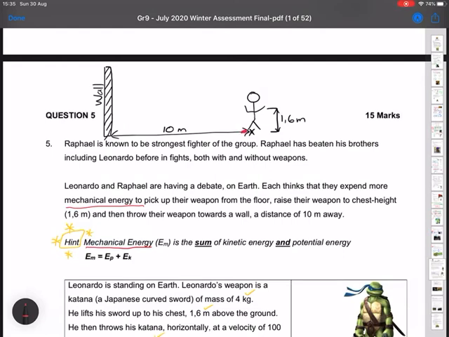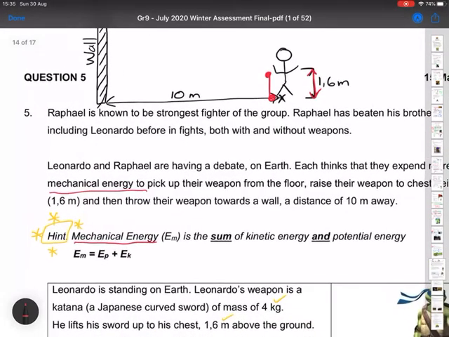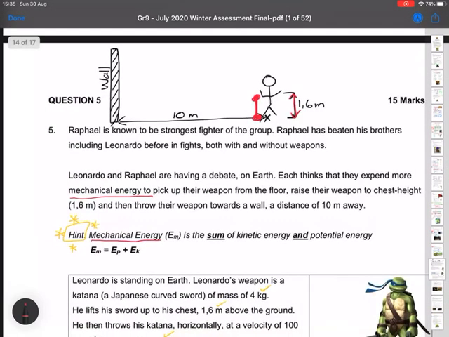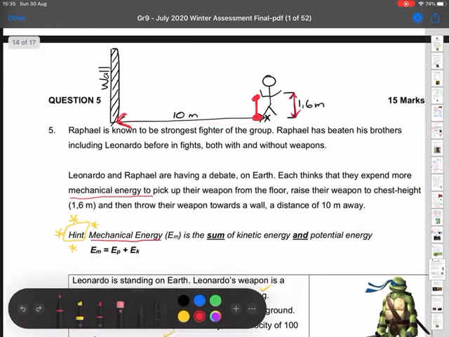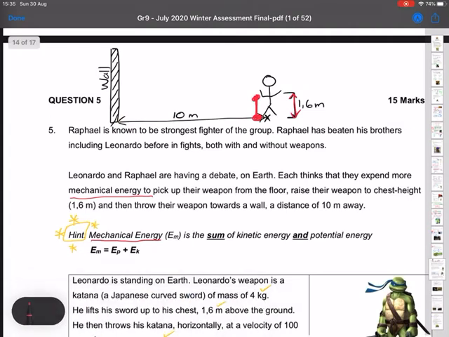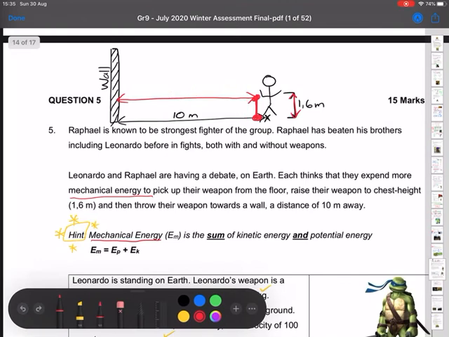So if the weapon's on the floor, pick up their weapon, raise it to a height of 1.6 meters. So this height is 1.6 meters. So pick it up from the floor, lift it up to chest height, 1.6 meters above the ground, and then throw their weapon towards a wall, which is a distance of 10 meters away. So from here to there, actually I should lift that up. So from their chest height to the wall, that is 10 meters, and the height above the ground is 1.6 meters. So let's quickly run through that again.